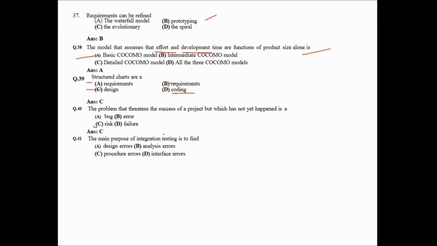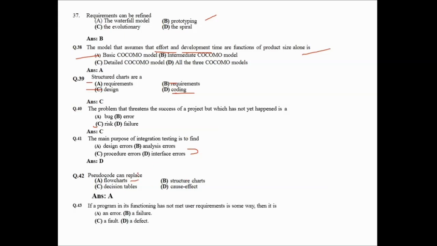The main purpose of integration testing is to find what? Design errors, analysis errors, procedure errors, and interface errors. It is actually interface errors. Pseudocode can replace flowchart, decision table, structure charts, or cause effect. So it will be flowcharts. If a program in its functioning has not met user requirement in some way, then what is it? Is it an error, failure, fault, or a defect? So it is actually a defect.